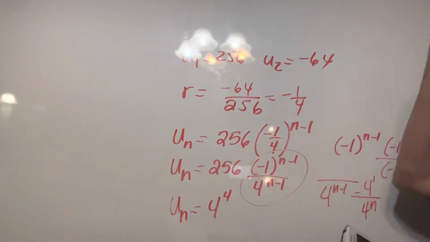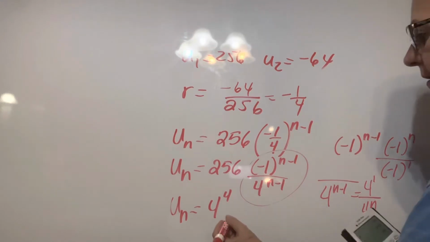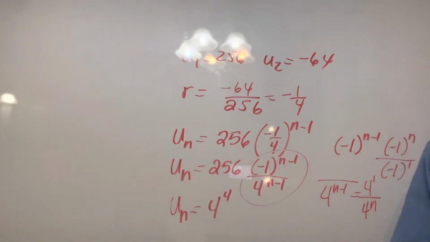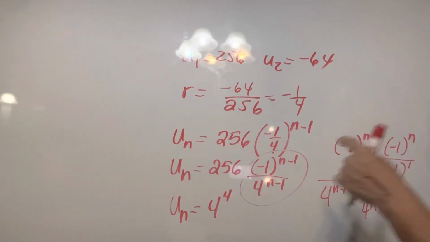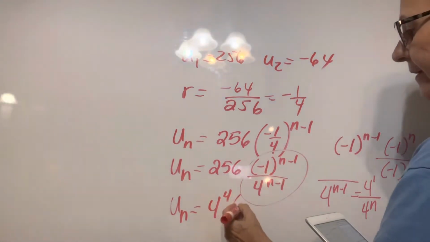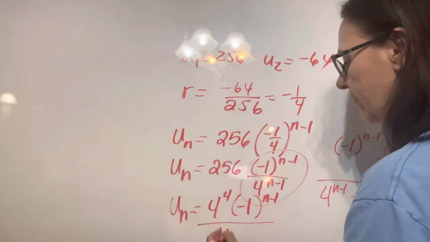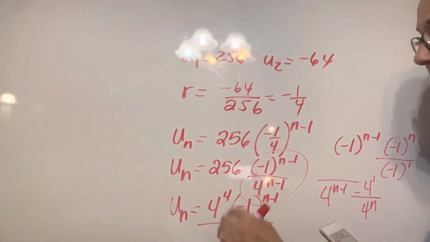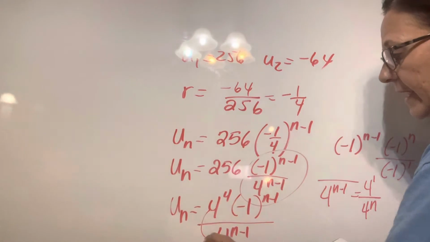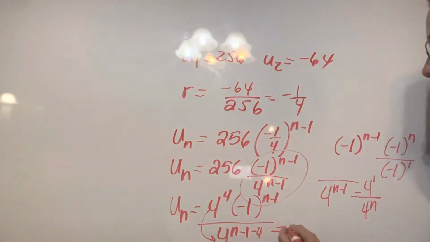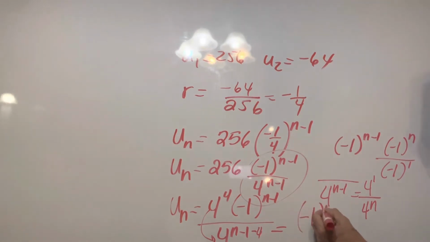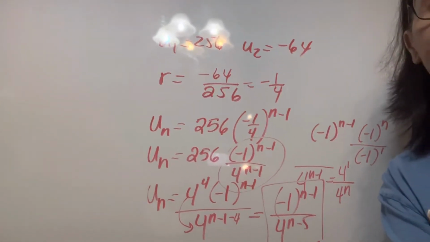I'm going to leave that in the denominator because I'm probably going to move that 4 down. They just leave it like that: negative 1 to the n minus 1 over 4 to the n minus 1. Now, division is subtraction, so when I move this to the denominator, I subtract 4 more. So I'm left with, in the numerator, negative 1 to the n minus 1 over 4 to the n minus 5. And that's how they leave it.